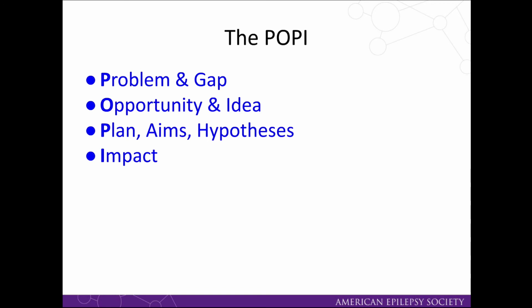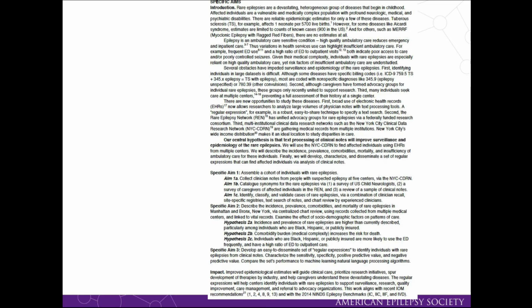All right. I've come up with an outline that will help at a high level think about what goes into the aims page and how you're going to weave this story. One way to think about it is to call it the POPPY. So you're going to talk about the problem and the gap, the opportunity and your idea, your plan, aims, and hypothesis, and then the impact of the work. So let me go through these and let you see how they play out.